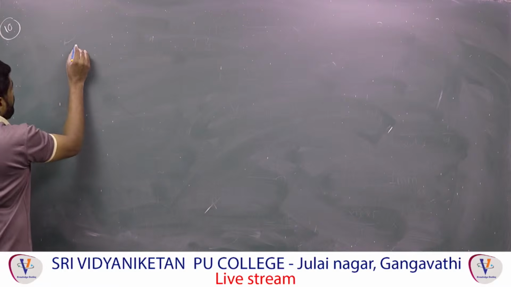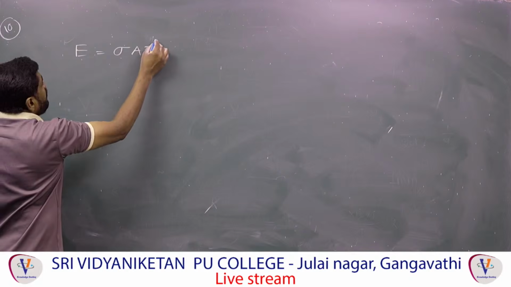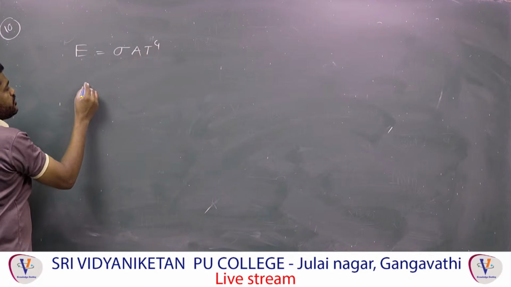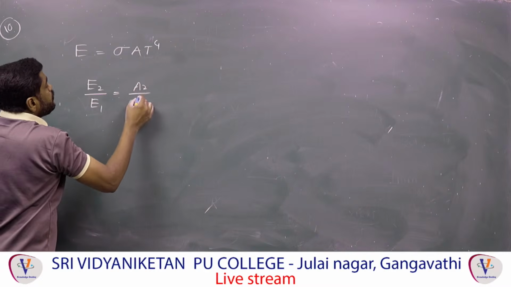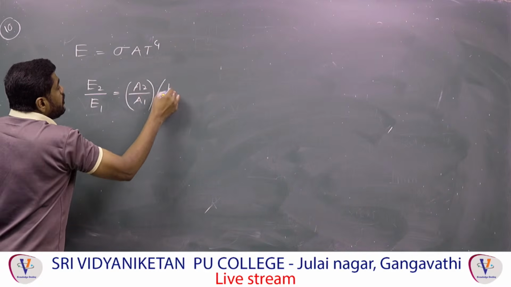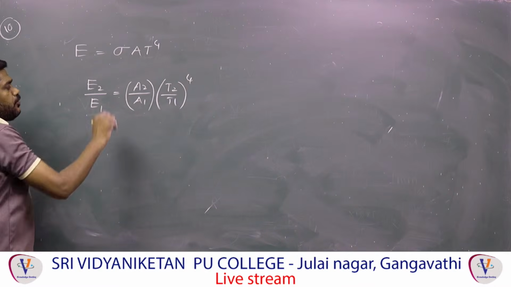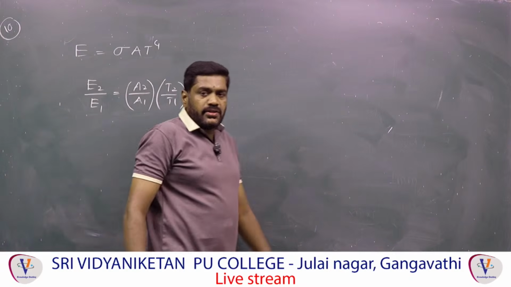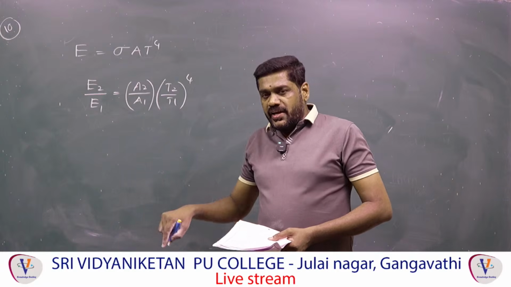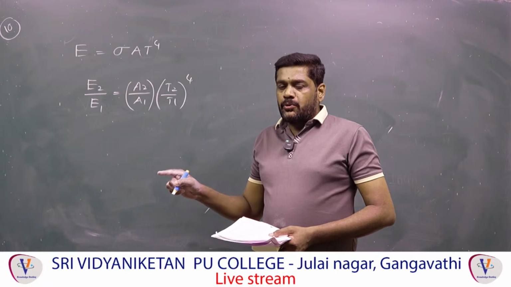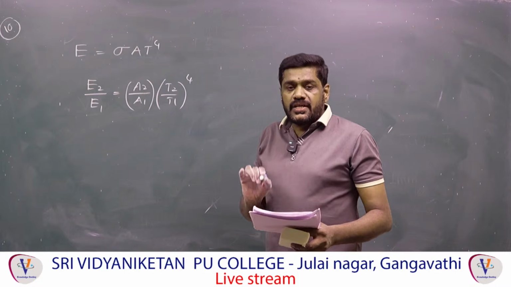So what is the formula for the rate of emission? E is equal to sigma into A T power 4, that's it. Here sigma is constant, so E2 by E1 is equal to A2 by A1 into T2 by T1 whole power 4. Therefore A2 by A1: what is the final area A2, and what is the initial area A1? Initial area is given as 4 into 2. The final area: length and breadth each become half, so the area becomes a quarter, only 2 centimeters square.